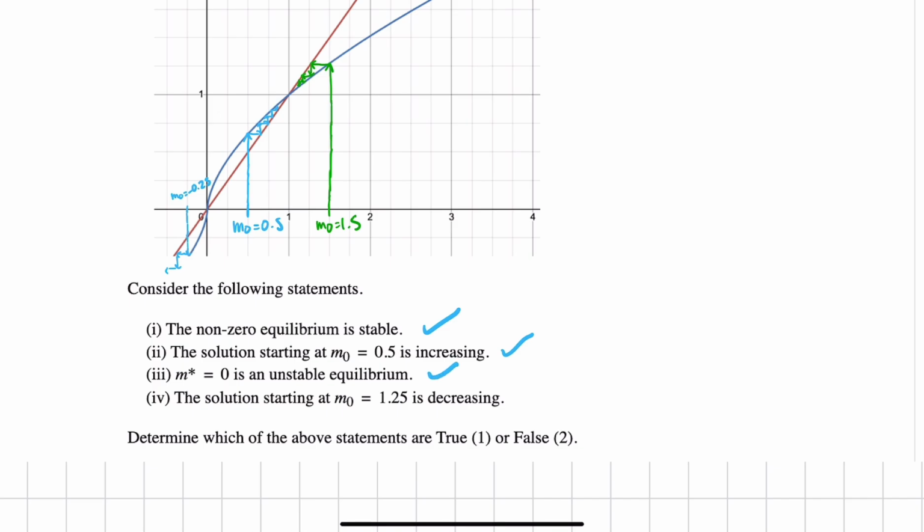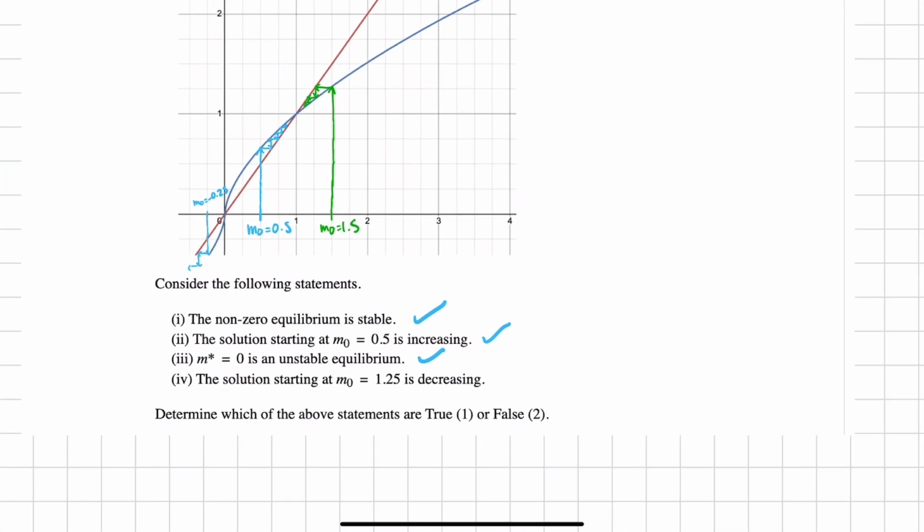And then for part 4, it says the solution starting at m naught equals 1.25 is decreasing. So we did 1.5. Even if you started at 1.25, it's going to be the same thing, because you'd be starting here, going to the updating function, and then you have to turn left, down, left, and so on and so forth. You'd be decreasing, but moving closer to the equilibrium. And because it is decreasing either way, this statement is definitely true. So we can say that these are all going to be 1s.